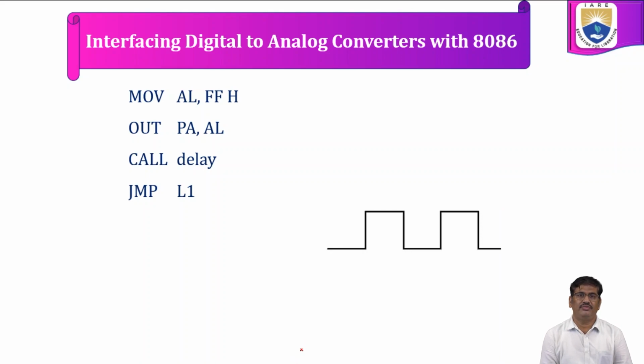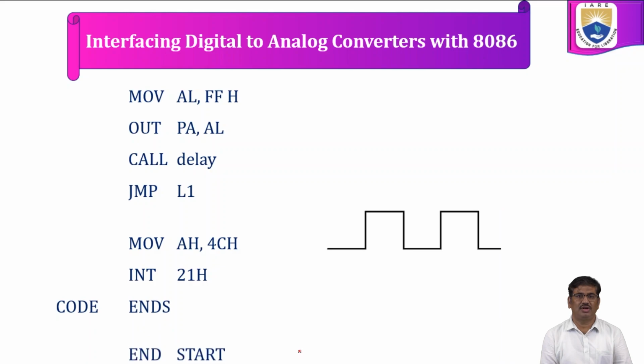To end the program, we are going to generate the interrupt 21H and call the function 4CH, moving it into AH, then INT 21H. Then we will end the code segment by using CODE ENDS. To end the program, we will write the statement END START. So this is the program for interfacing a DAC for generation of a square wave.